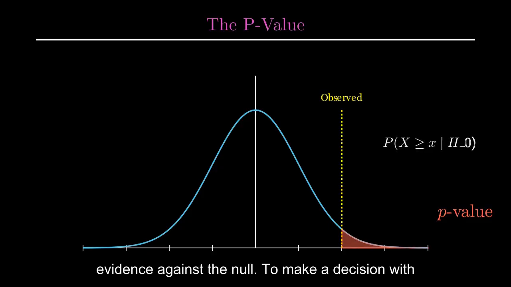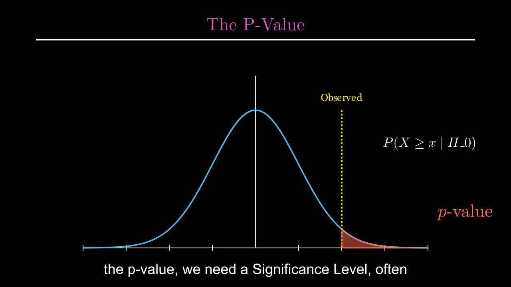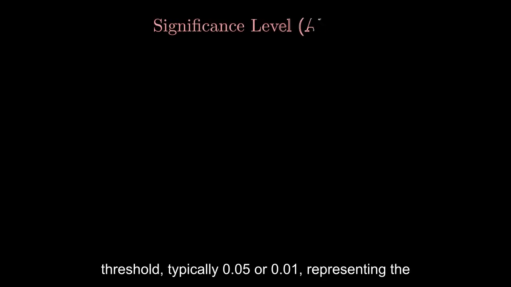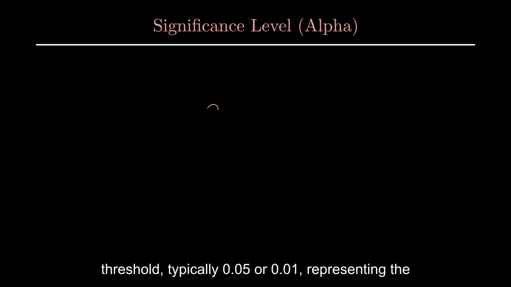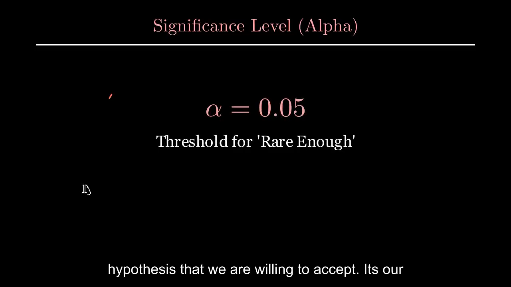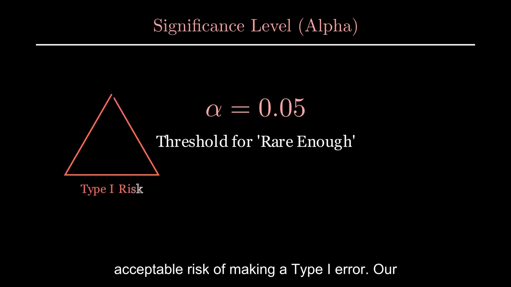To make a decision with the p-value, we need a significance level, often denoted by alpha. This is a predetermined threshold, typically 0.05 or 0.01, representing the maximum probability of rejecting a true null hypothesis that we are willing to accept. It's our acceptable risk of making a type 1 error.